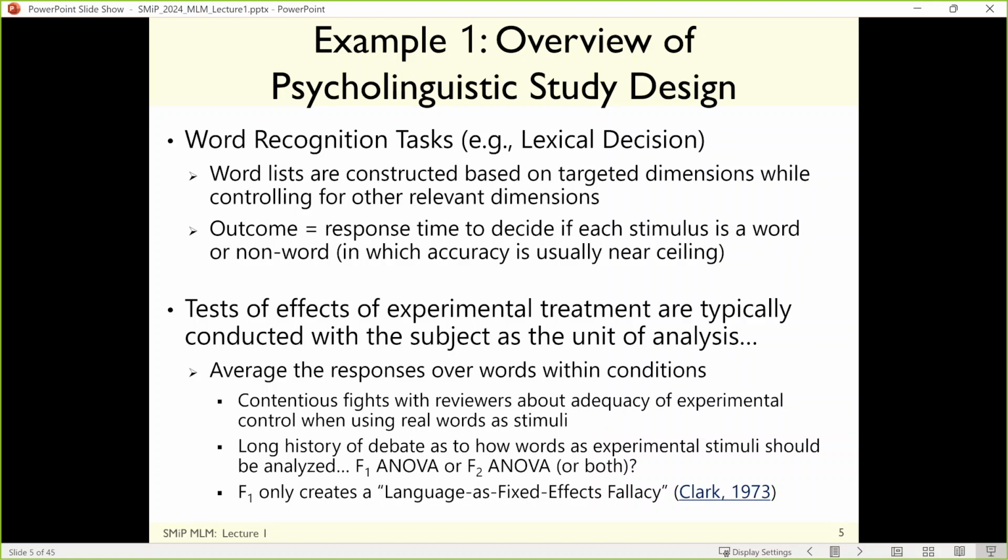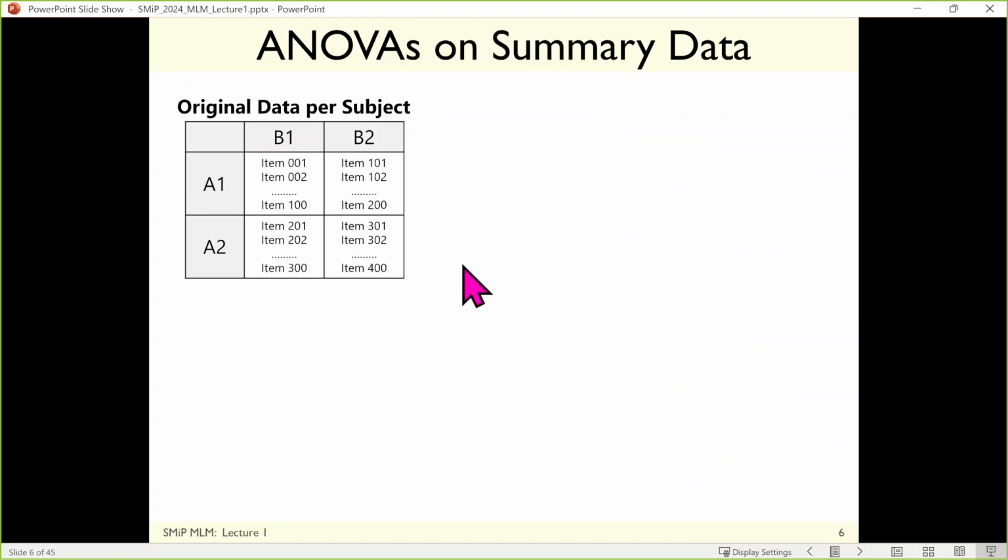When this came out, it made everybody mad. If you go to the journal after it, there's this long list of reply papers. It's like, nah, I'm right, you can't do it that way. It was a whole thing, a brouhaha in the 1970s, if you will. So what is an F1 ANOVA? What's an F2 ANOVA? The question is, how do you aggregate?